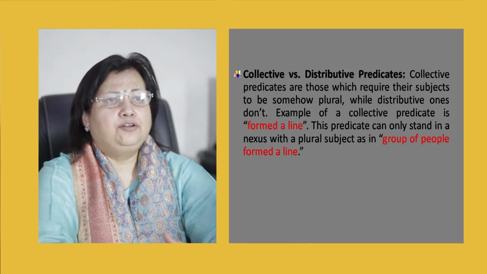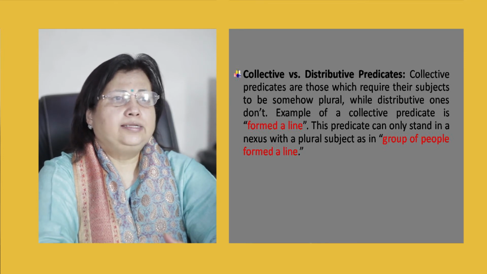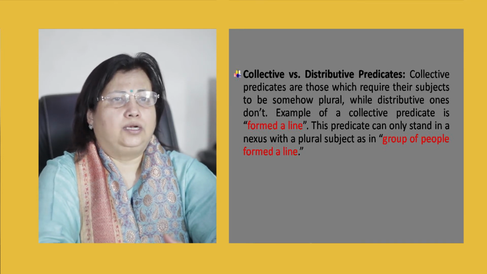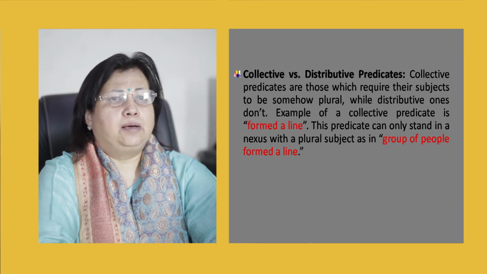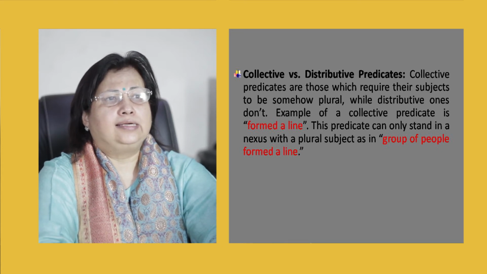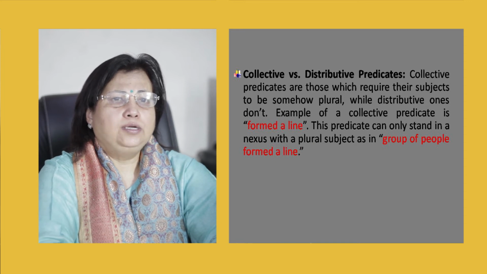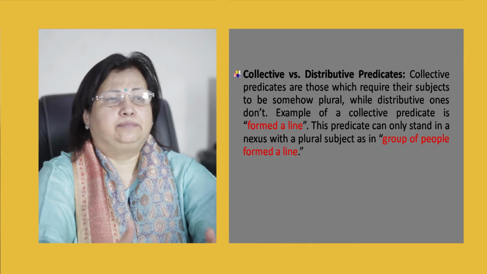Collective versus distributive predicates. Collective predicates are those which require their subject to be somehow plural, while distributive ones don't. Example, a collective predicate is formed a line. This predicate can only stand in a nexus with a plural subject, as in a group of people formed a line.